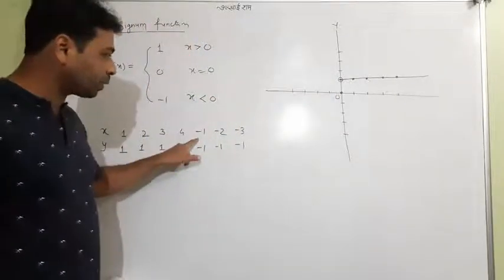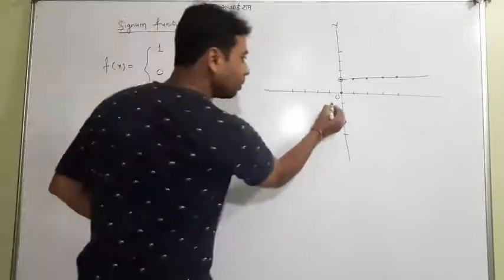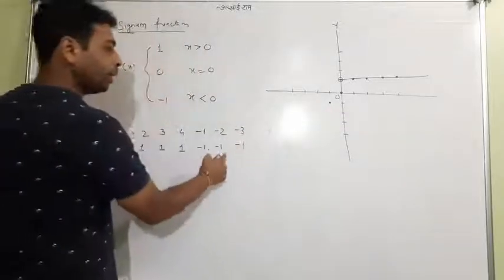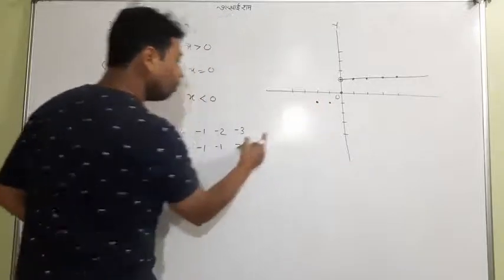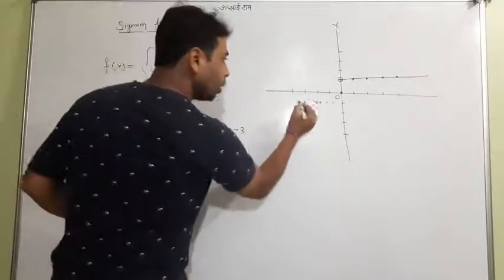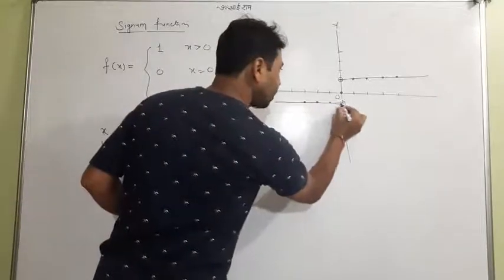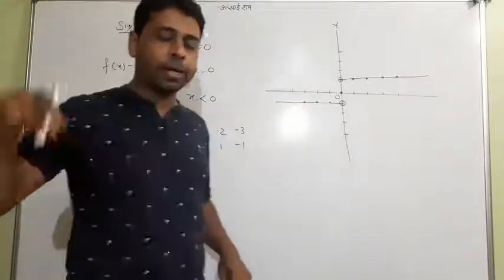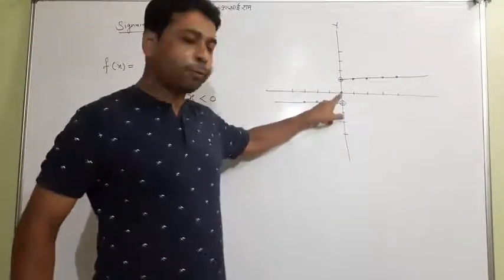Similarly on the negative side: minus 1, minus 1, this is the point minus 1, minus 1. Minus 2, minus 1, this is the point minus 2, minus 1. Minus 3, minus 1, this is a point. And when you join it, this point must be excluded. For exclude, you have to make the open bubble. For include, you have to make the dark bubble.